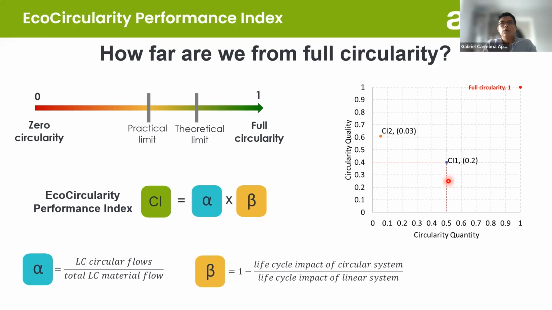Also, the alpha, we have to assess for the whole life cycle of products. So just to emphasize here, the alpha is the life cycle circular flows with regard to the total life cycle material flows, or even material stocks, depending on the approach I'm using. And the beta is 1 minus the life cycle impact of my circular system, which is my reference direction, divided by the life cycle of my linear system, which is my reference point. And that system is one where I use only virgin materials. Everything goes into landfill or incineration.